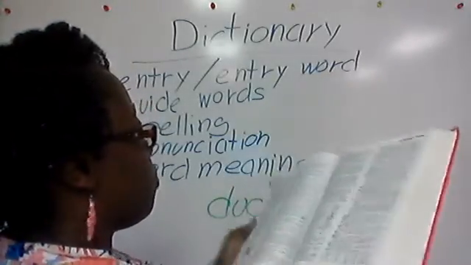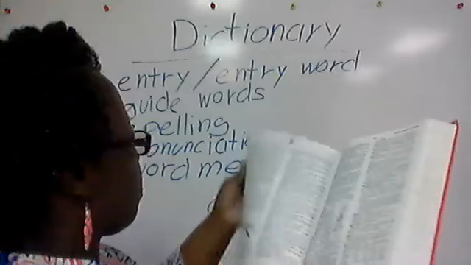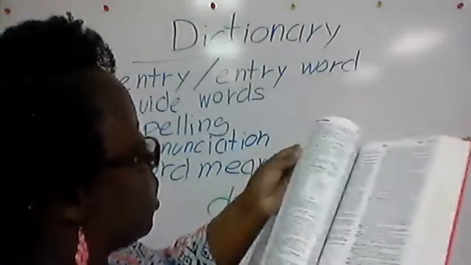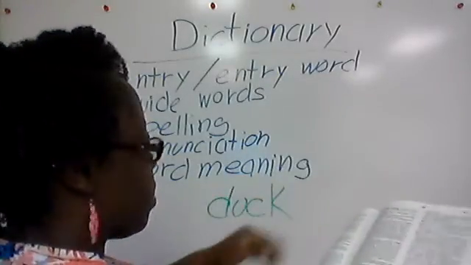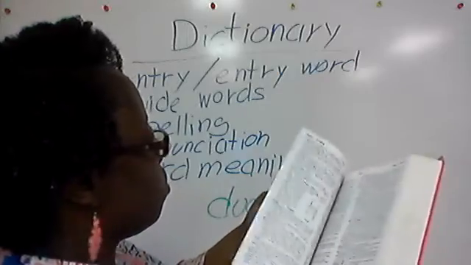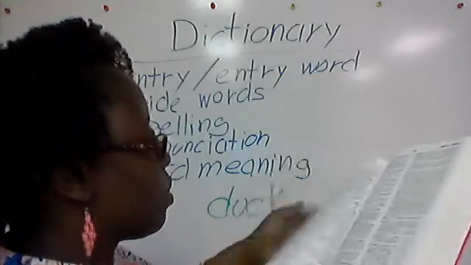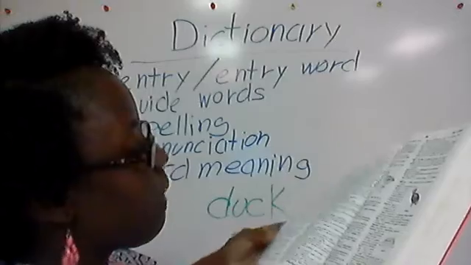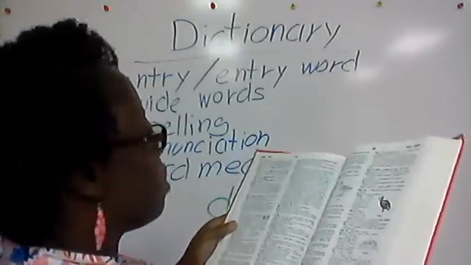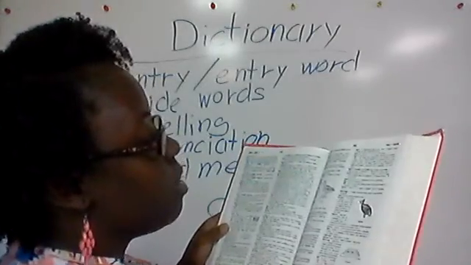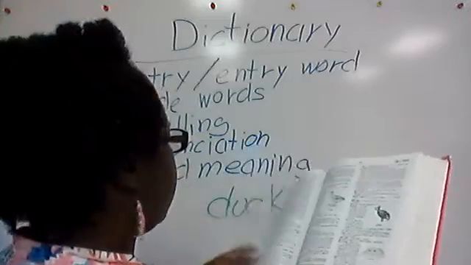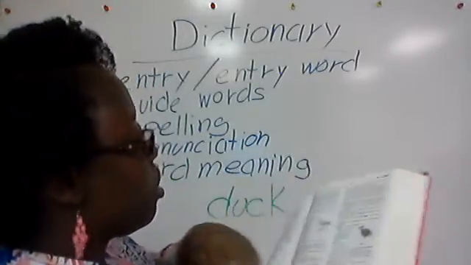Oops, I went a little too far. I ended up in E. Let's go back a little bit. DR. Nope, I need to find DU. Ooh, I found DU. It's dub and dumb. D-U-B, D-U-M.